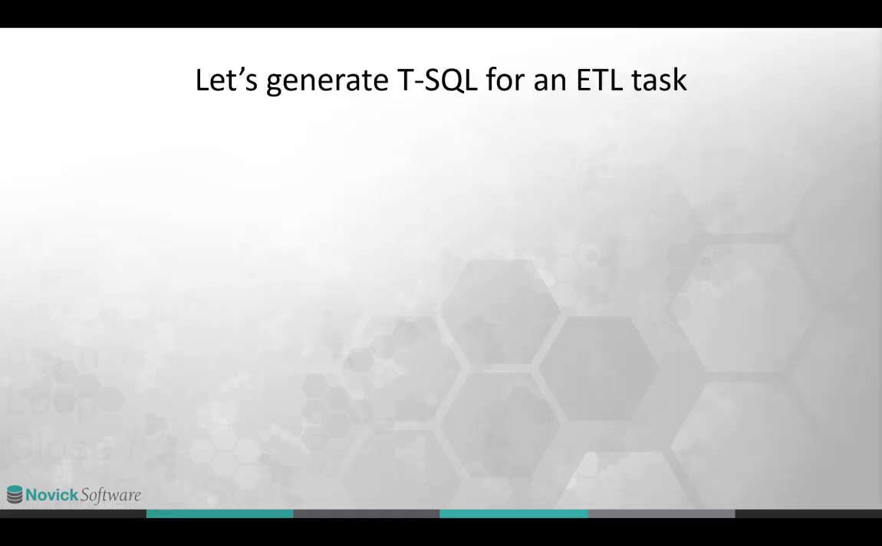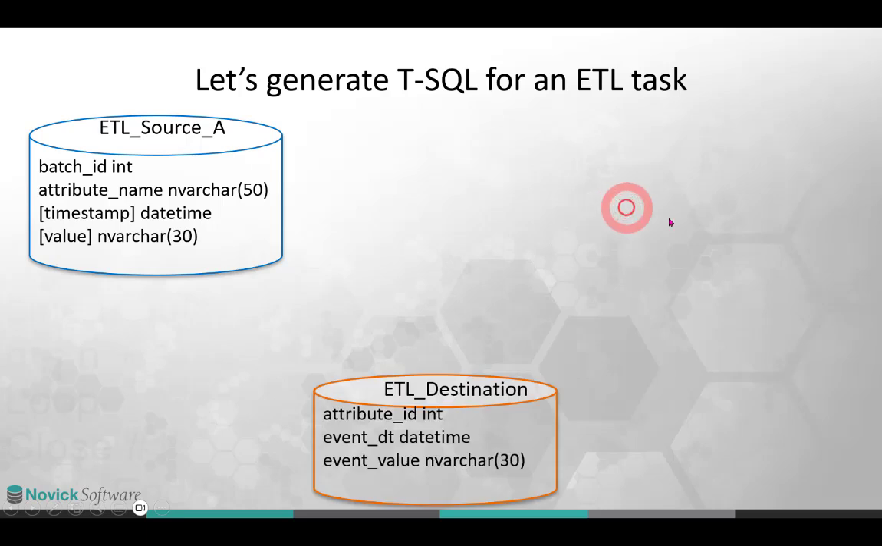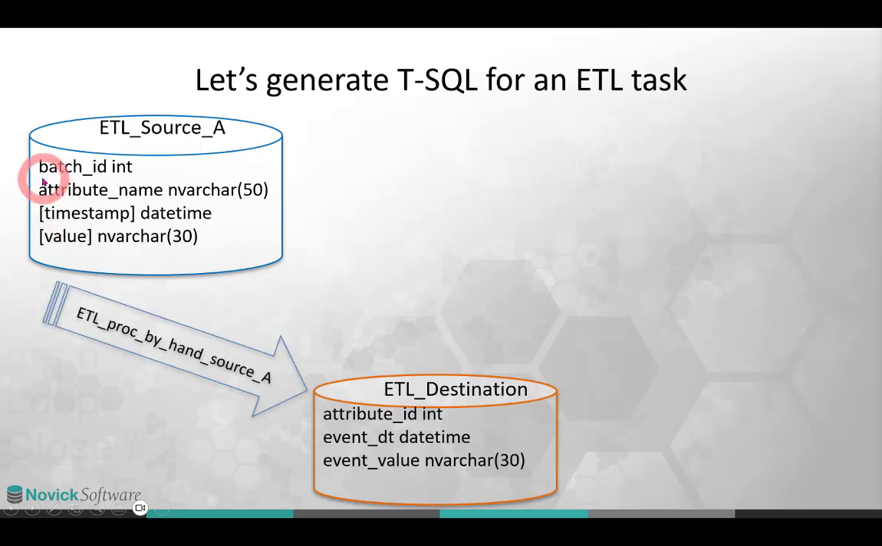The task we're given is to generate T-SQL for an ETL task. Here's an existing task. We already have some code that's sort of similar to what we're going to write. We have a table, source A. It's got a couple columns. It needs to bring data in to the destination.